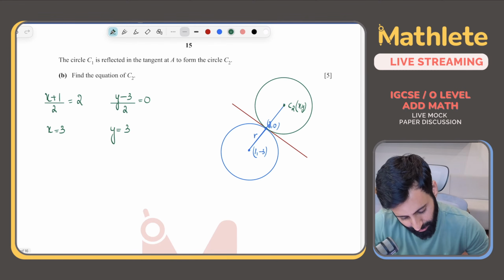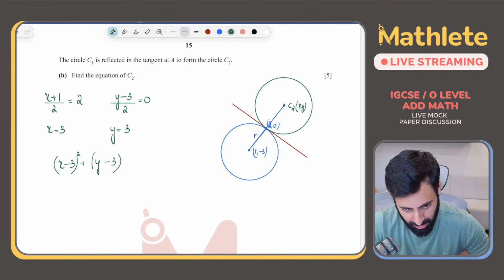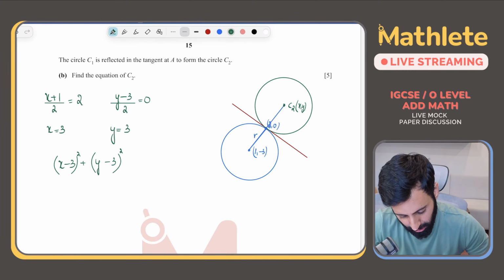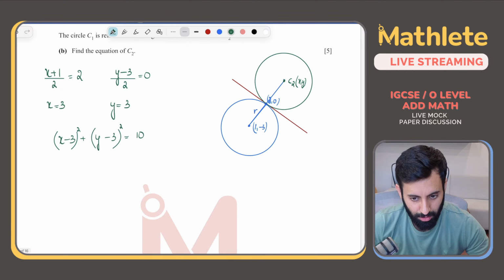Now, as far as the radius is concerned, the radius remains the same. So it's x minus 3 the whole thing squared, because when you reflect, the shape and size remains the same, plus y minus 3 the whole thing squared equals to r square, and r square is equal to 10. There we go.